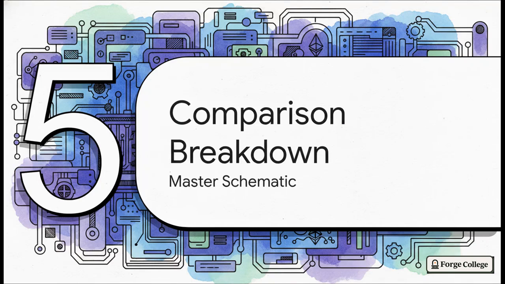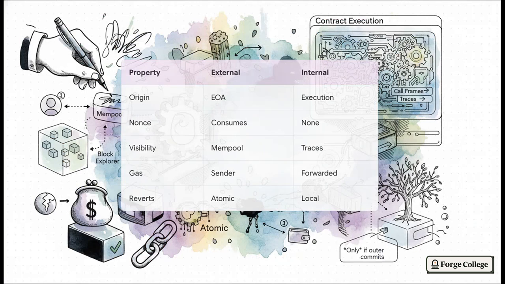Section 5, the comparison breakdown, our master schematic. Bringing it all together in this master breakdown, it's pretty fascinating to see them side by side. For origin, external starts with an EOA, while internal is spawned dynamically during contract execution. For nonce, external consumes a sender nonce, but internal calls do not touch nonces, meaning they can't be reordered or replaced. Visibility, external is completely visible out there in the mempool and block explorer, while internal requires advanced trace tools to observe those call frames.